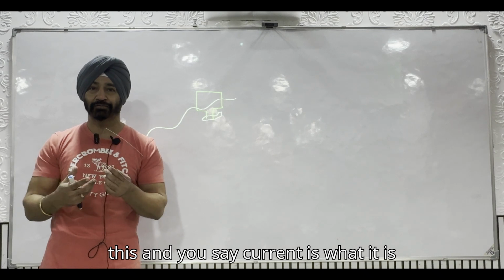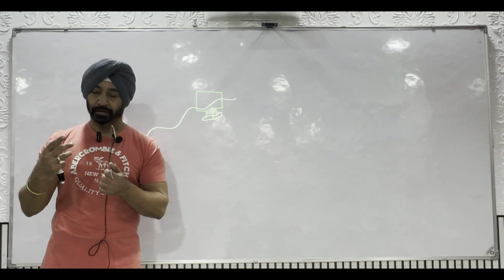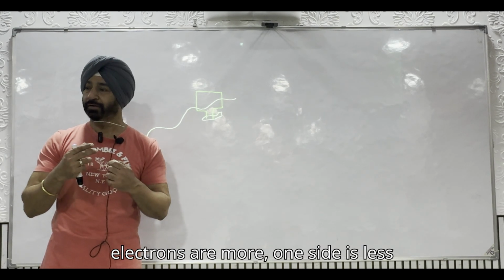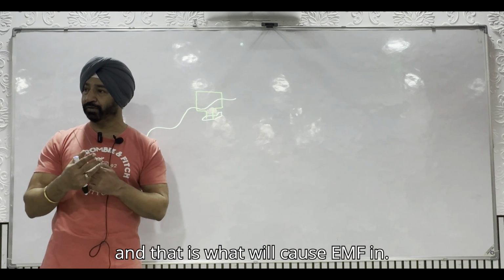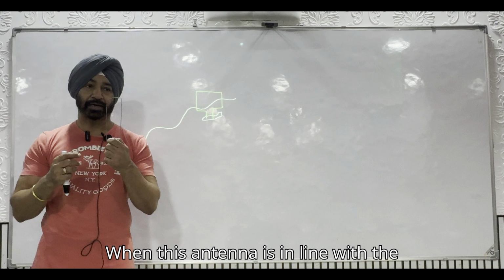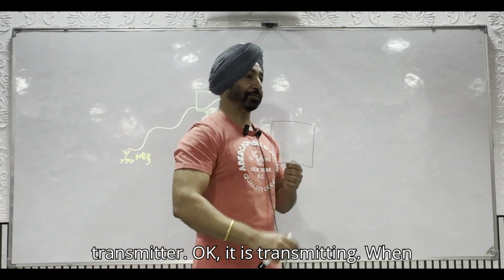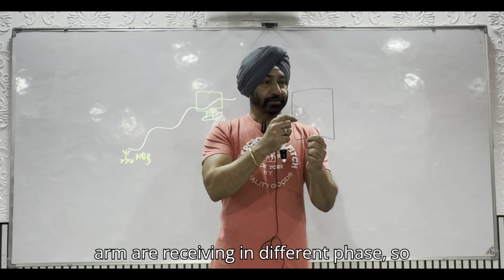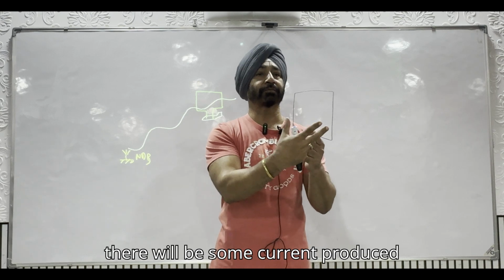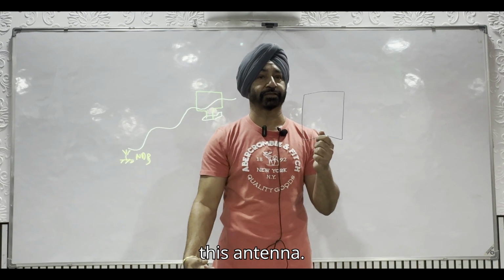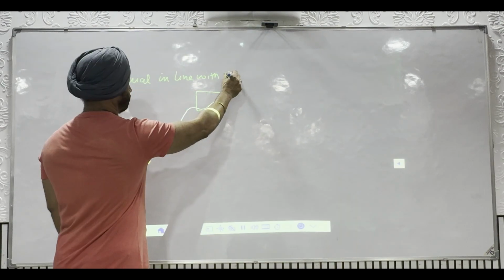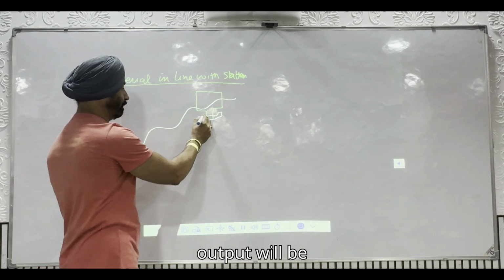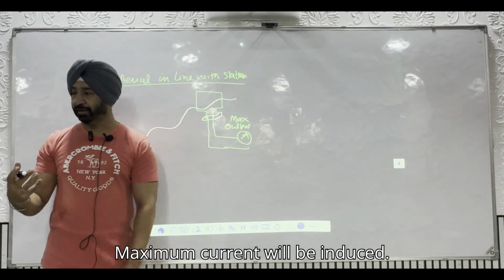And current is what? It is flow of electrons. Current always flows from higher potential to lower potential, meaning on one side electrons are more, on one side less, and that's what will cause EMF. When this antenna is in line with the station, let's say this is my transmitter and it is transmitting, both these arms are receiving in different phase, so there will be some current produced inside this, some output of this antenna. With the loop aerial in line with the station, the output will be maximum, the maximum current will be induced.